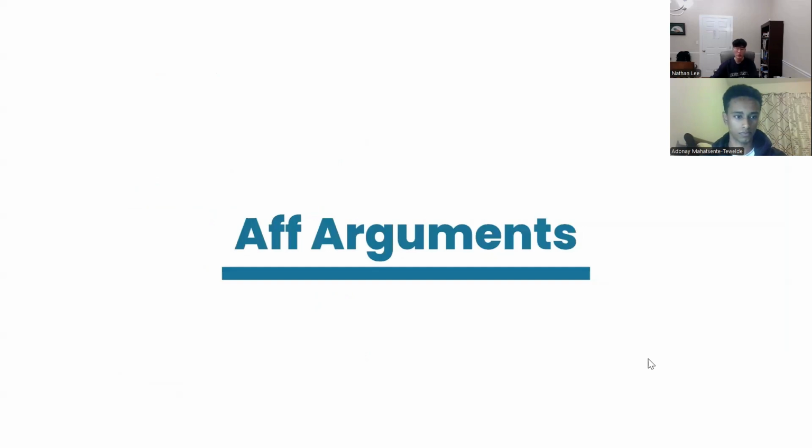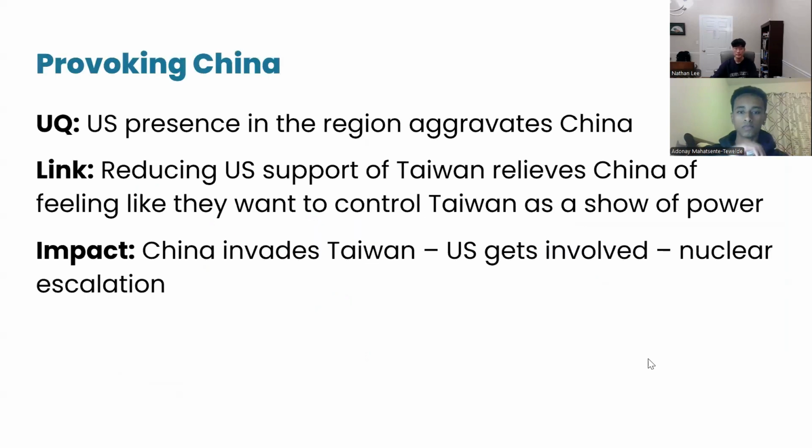So now into the arguments. We'll start with the aff. So probably the most stock argument on this topic is simply going to be provoking China into war. So the uniqueness is pretty simple. Right now, US presence in the region and proliferating weapons to Taiwan is the reason China is so angry. And the link is very simple.